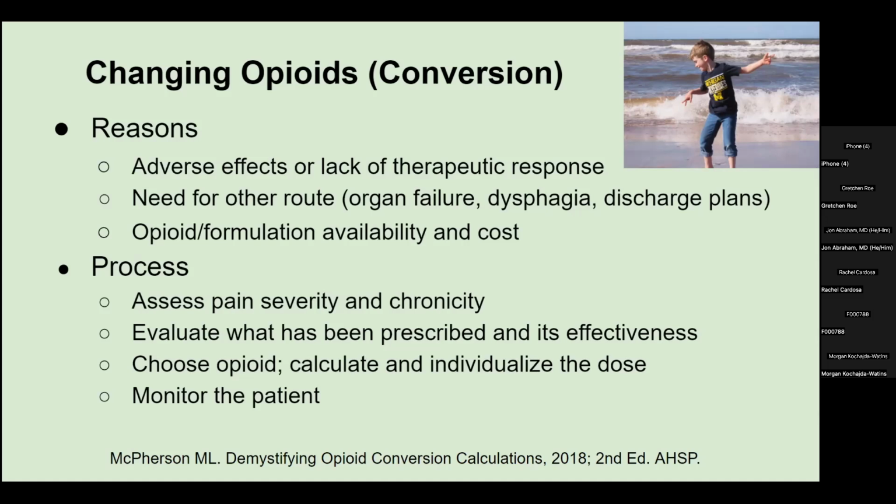There may be specifications based on what their insurance will pay for, what's on the formulary, and how costly it is. Obviously, some, like the oxycodone derivatives, are a lot more costly than morphine, for example. And then the process of how to convert is assessing their pain severity and chronicity. Is this something long-acting, short-acting? Is it mild, moderate, severe? Are the medicines that they're on working? Find out how effective these are, and then choose the opioid, calculate and individualize the dose, and monitor the patient.